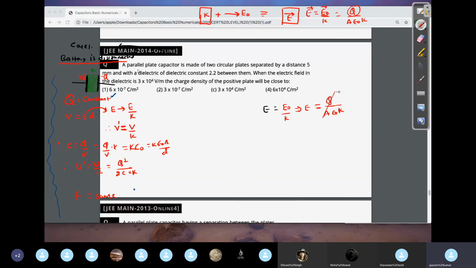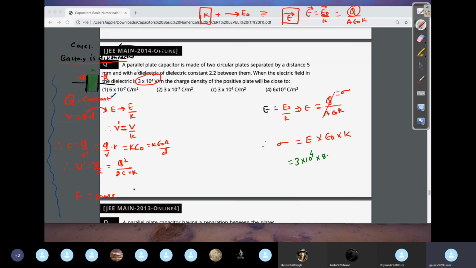Q by A itself is sigma. No? What is the formula for sigma then? Sigma is always given as what? Electric field multiplied by epsilon naught multiplied by K. That's it. You have to multiply all. Multiply, you'll get the answer for the question. Electric field is given to you. In the question, they have given the electric field. What is the electric field you have here? 3 into 10 to the power 4.